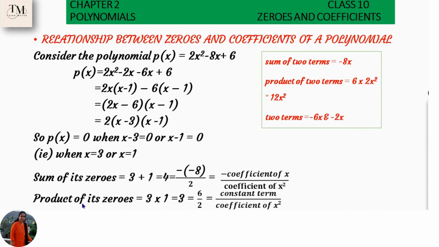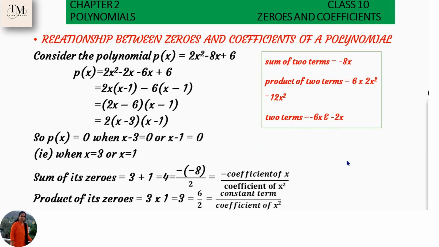In the same way, the product of zeros is 3 into 1, since the zeros are 3 and 1. So their product is 3. This 3 can be written using the constant term: 6 divided by 2 is 3. 6 is the constant term and 2 is the coefficient of x square. So the product of zeros is the constant term divided by the coefficient of x square. This is the relationship between the zeros and coefficients.